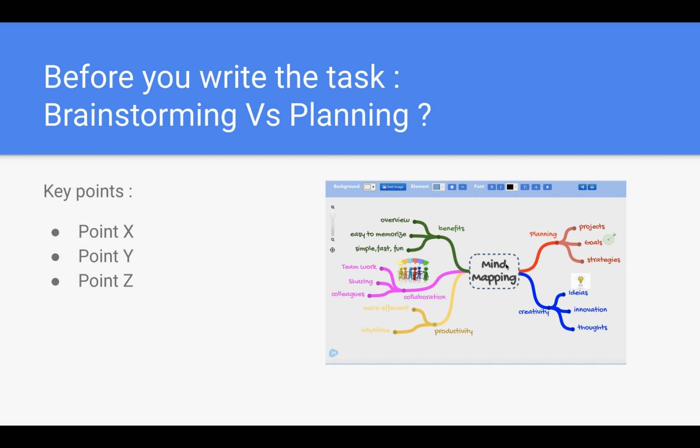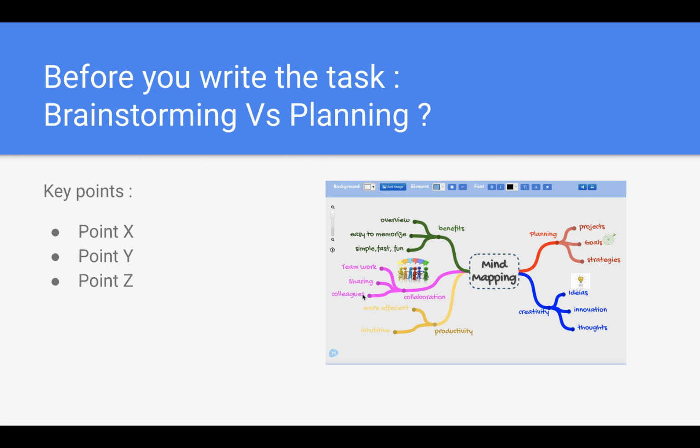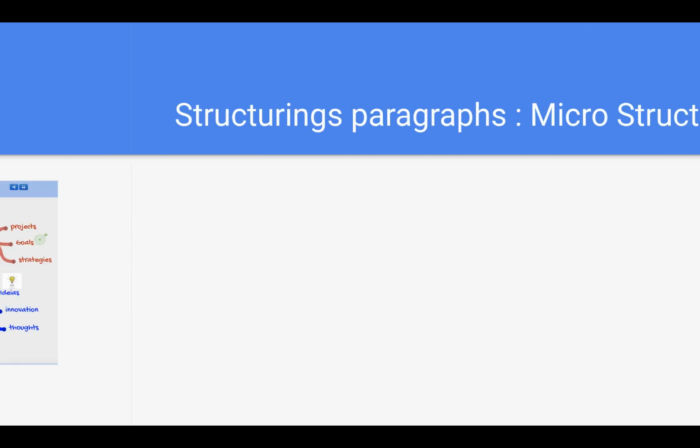What I would suggest is, for example, if this was a mind map for my essay, one of the key arguments would be benefits, collaboration, productivity, creativity, and planning. And then my key ideas would be the bits that are in between, the flesh rather than the bones. So I think it's important that when you do the planning, you think about all those things. I'm going to show you later on in the video 2 tasks that have been planned by some of my students. Thank you, students. You shall remain anonymous.